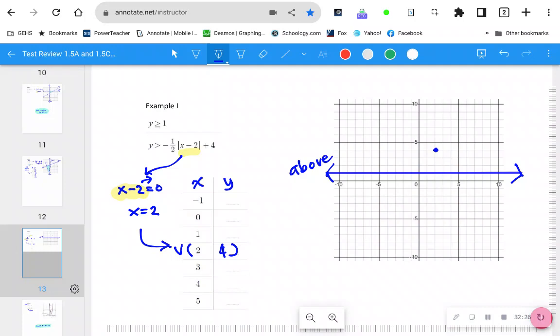Okay, now let's plug in 3, and we'll do 1 later, and they should match. So we're going to try those. First 3. 3 minus 2 is 1. The positive version of 1 is still 1. 1 times negative 1/2 is negative 1/2. Plus 4 is 3.5.